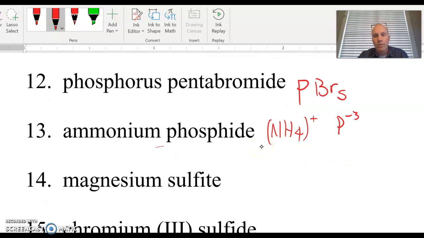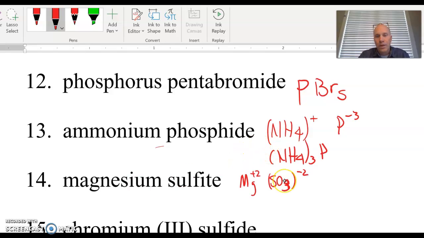The next one is ammonium phosphide. These are the two ions. We can crisscross those to get that. Magnesium sulfite: we write down the magnesium ion, and then there's the sulfite polyatomic ion. We crisscross those, and we would get Mg2 SO3 2.